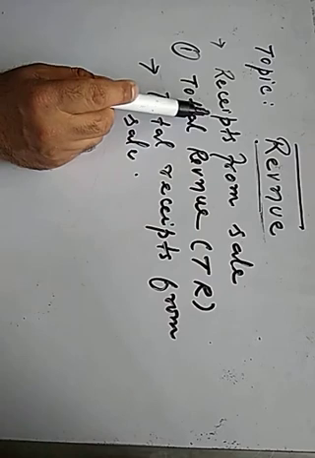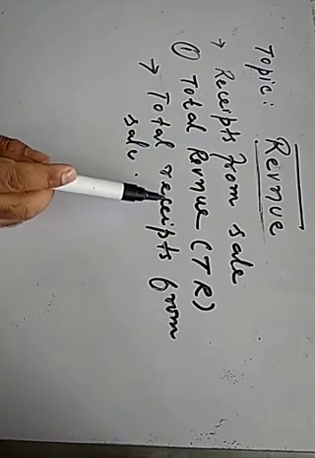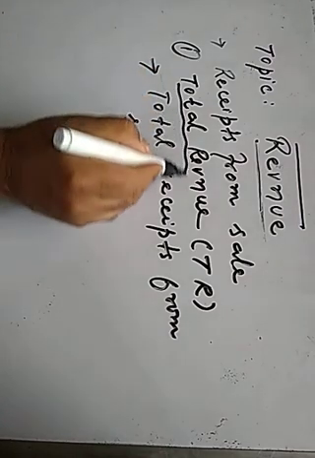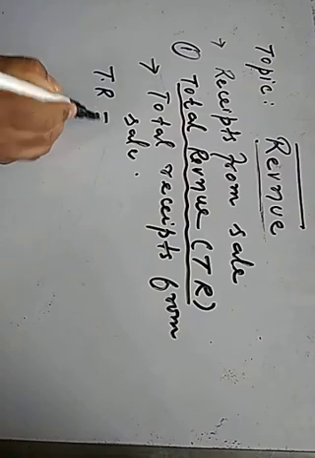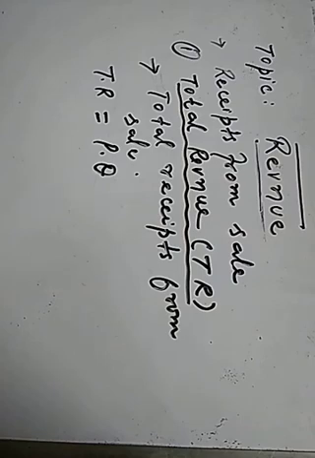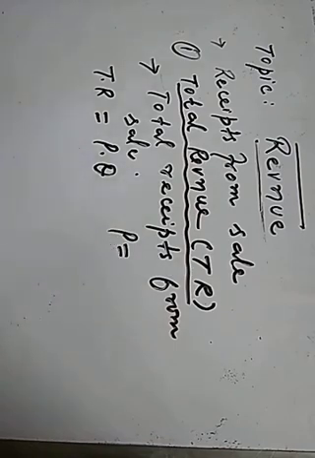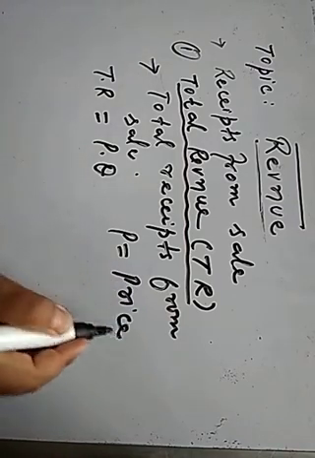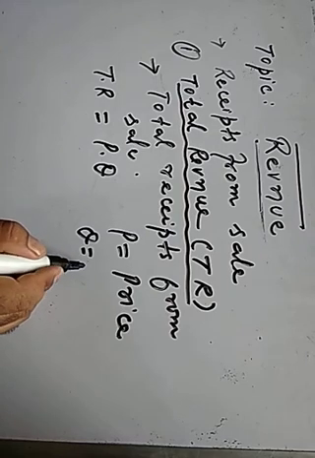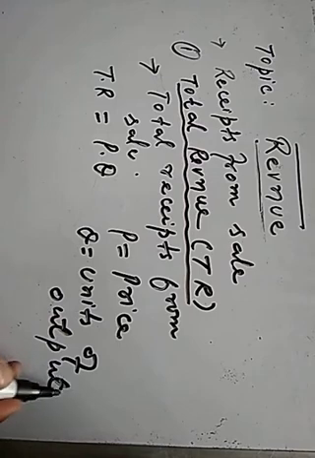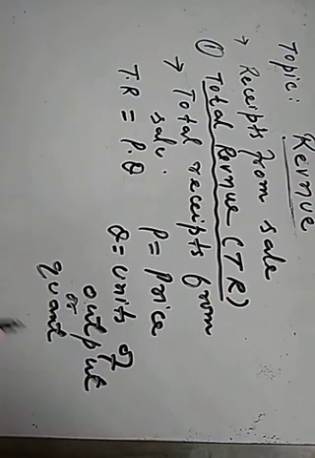Since revenue is receipts from the sale of goods and services, total revenue will be total receipts from the sale of goods or services. And total revenue of any producer, of any seller, is equal to P into Q, P multiplied by Q. Here TR is total revenue, P is the price of a commodity, good or service, and Q is units of output sold, units of output produced and sold, or we can say Q is the quantity of goods and services produced and sold to the buyer.